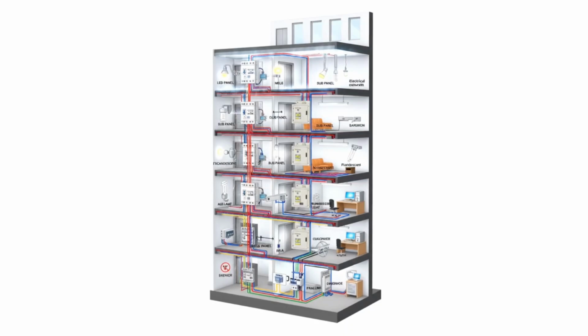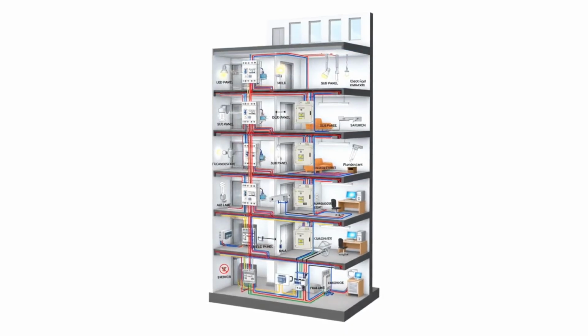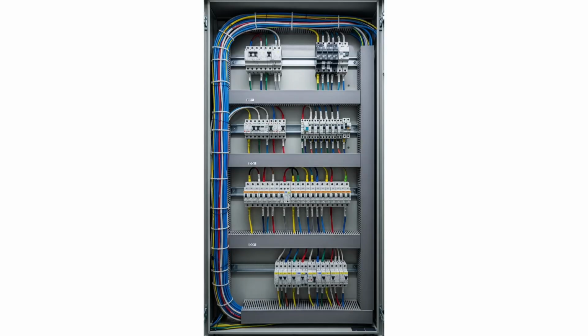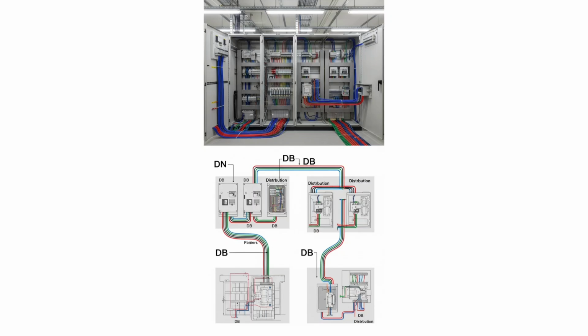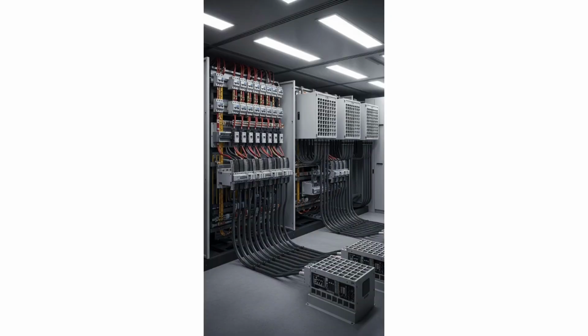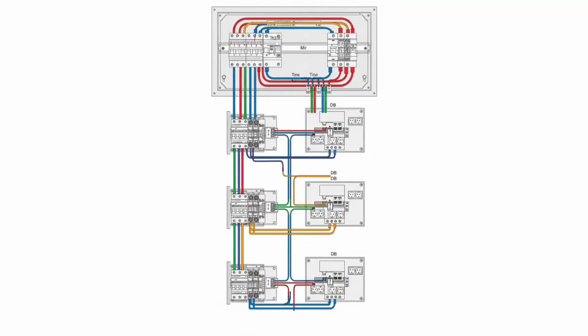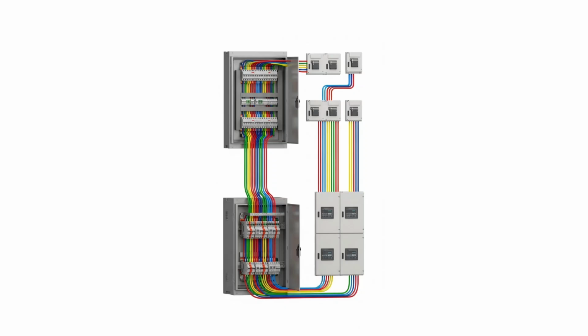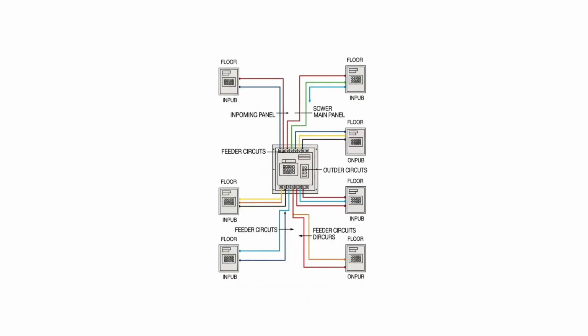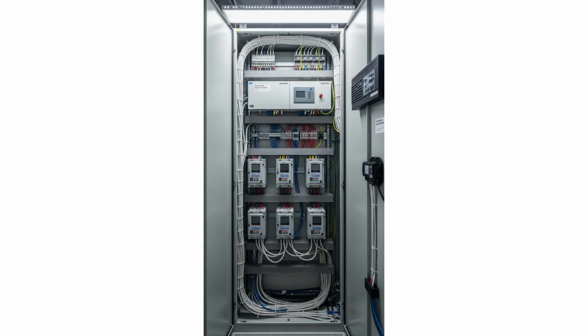Now, let us look at how electricity enters a building. Electricity usually comes from the local power utility. In residential buildings, power enters directly from the utility. In large commercial buildings, power may first pass through a transformer. The transformer reduces high voltage to a safe level for use inside the building.